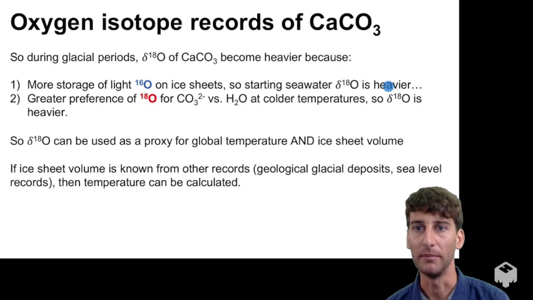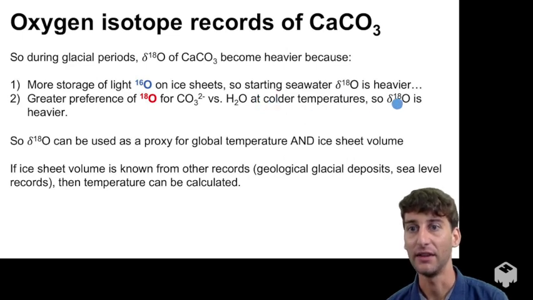So to recap, during glacial periods, we now see that the delta 18O of calcium carbonate becomes heavier. And this is because, first, there's more storage of light 18O on ice sheets. So the starting seawater delta 18O is heavier. And then there's this second effect that adds to this. When you have colder ocean temperatures, the calcium carbonate will have a greater preference for 18O, and so that will be stored in calcium carbonate. So the delta 18O of calcium carbonate becomes heavier because the seawater is changing, and this balance between seawater oxygen and mineral oxygen is shifting in favor of the mineral.